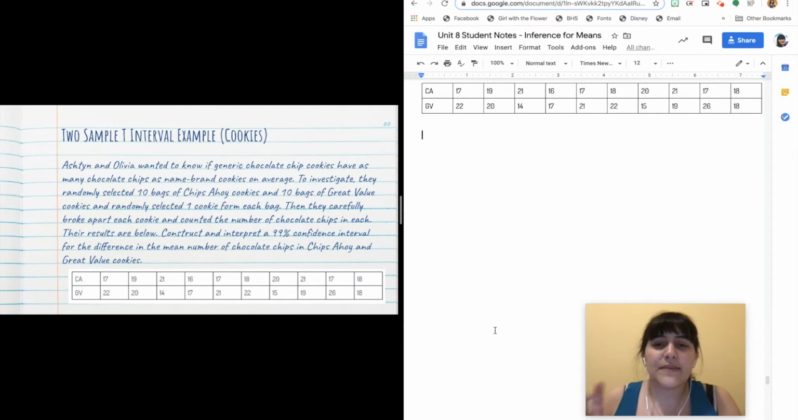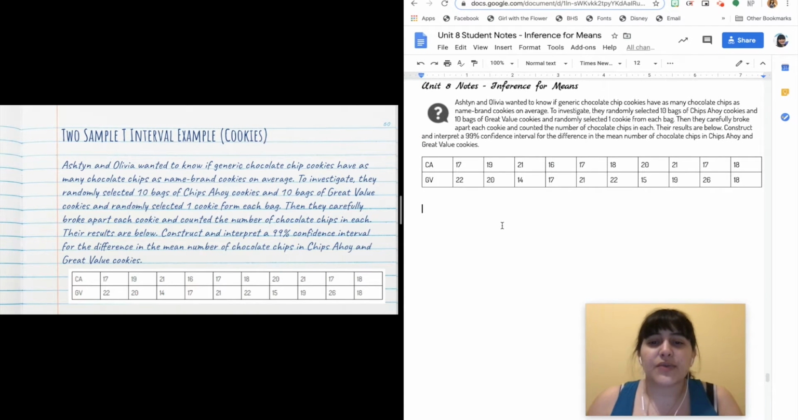All right, everybody. Okay, so here we are at our example. So this data here, these 2 girls, this is the scenario. These 2 girls have run an experiment. They're trying to figure out if there's a difference in the number of chocolate chips, excuse me, in 2 different brands of chocolate chip cookies.